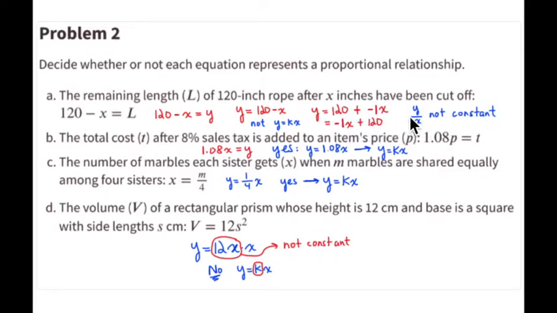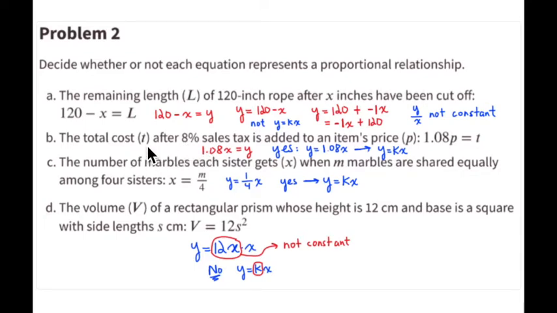You're going to find that when you take the value for y and divide that by whatever you use for x, it is not going to be constant because it is not a proportional relationship. So A is not a proportional relationship. B, on the other hand, is.